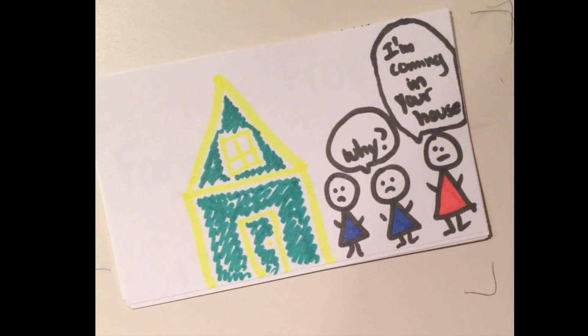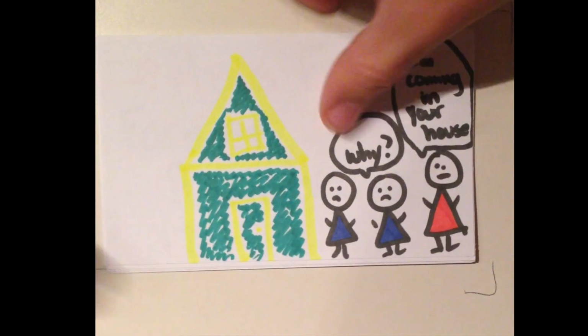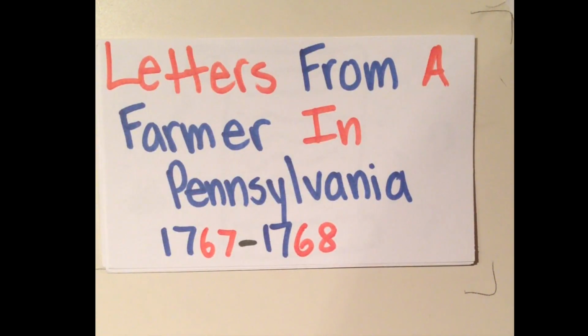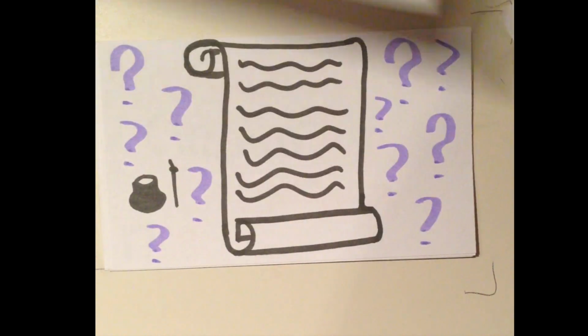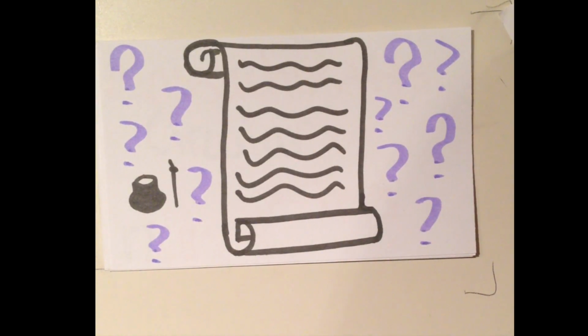The Townshend Act led to the Letters from a Farmer in Pennsylvania. The Letters from a Farmer in Pennsylvania were from 1767 to 1768. They were written by John Dickinson, and the purpose of them was to question why the Crown was all of a sudden bringing all these taxes on the colonists. They also said that the Crown shouldn't tax only for revenue.